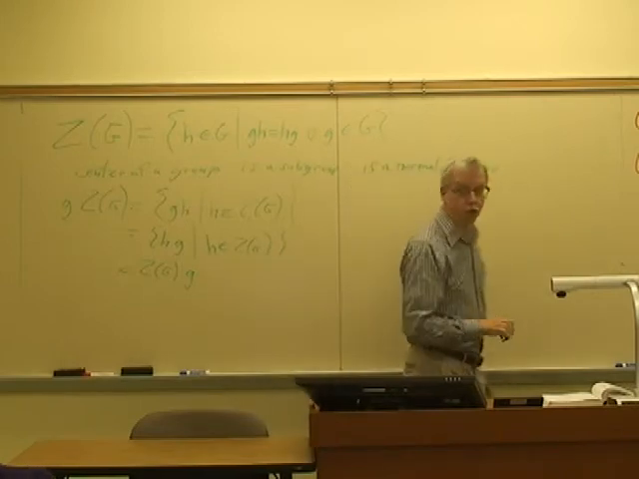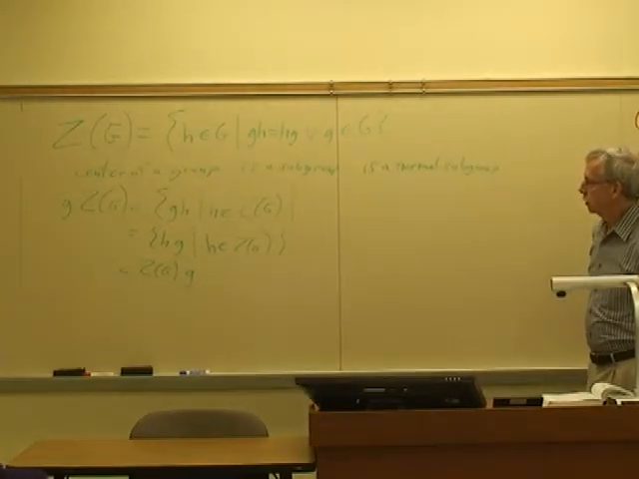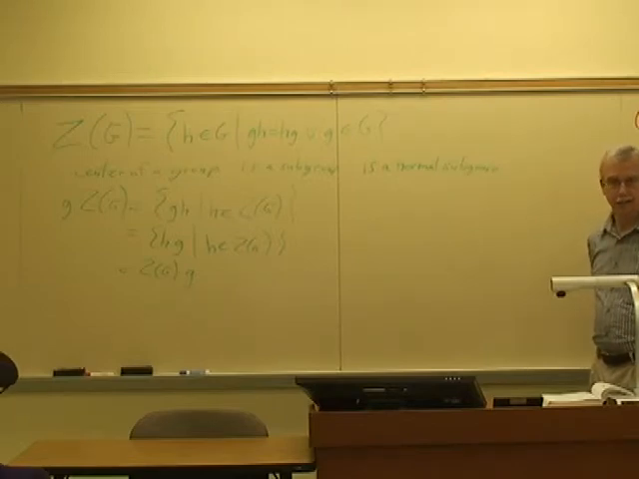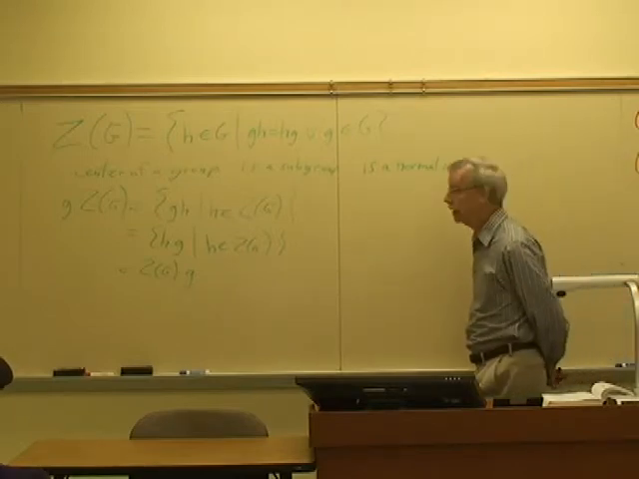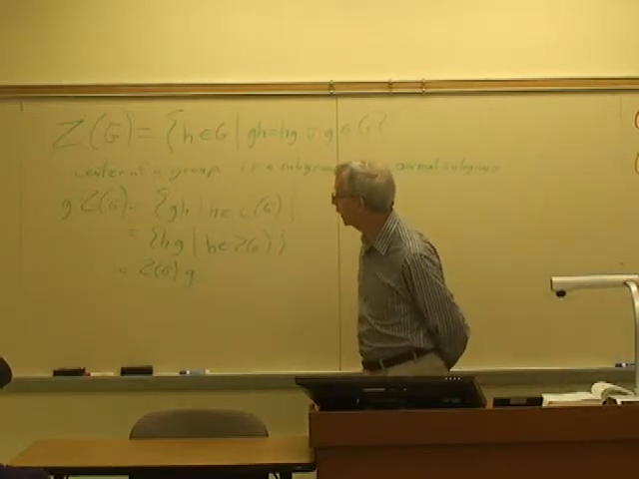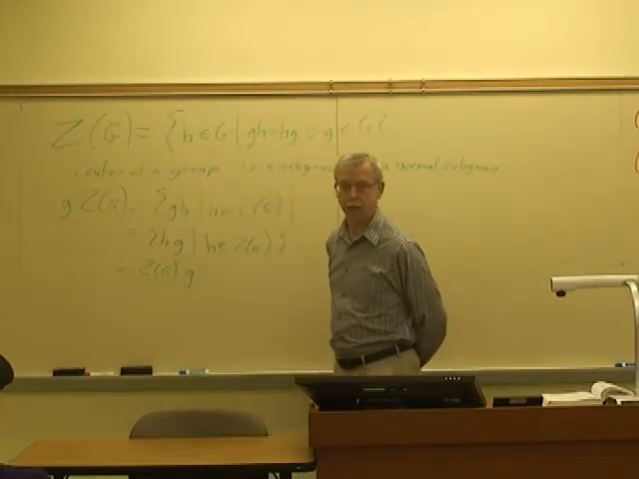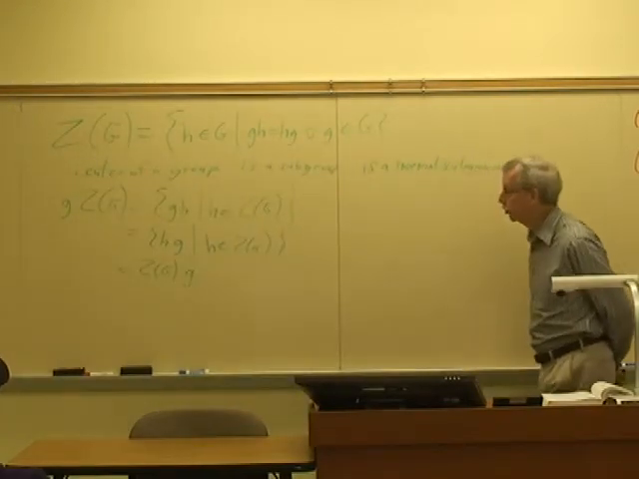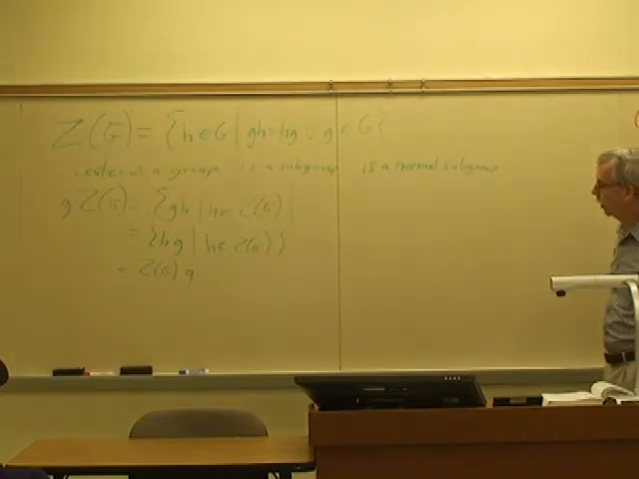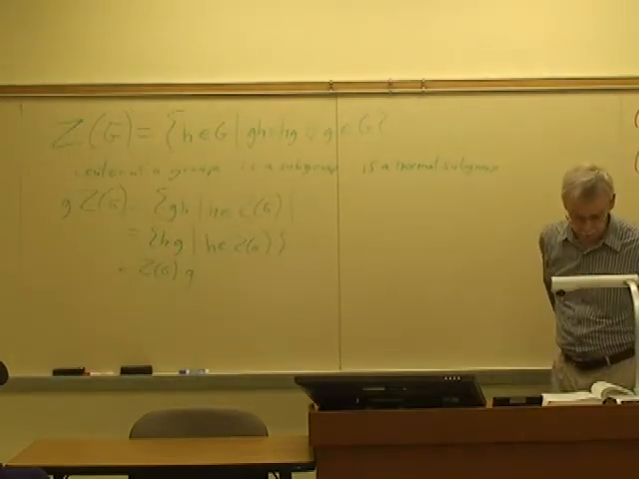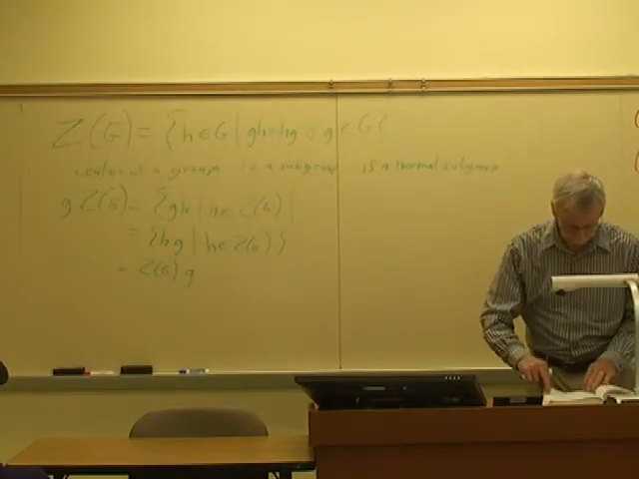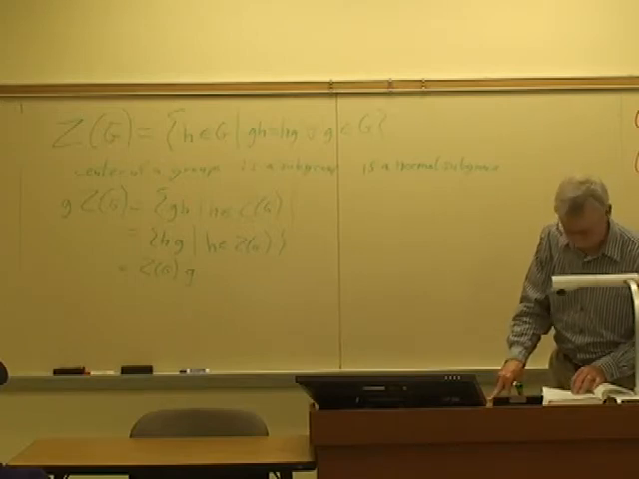And very often the center is just the identity if a group's not very abelian. If a group is abelian, then the center is the group, because everybody commutes with everybody in the abelian group. It's only interesting when they have a smaller center. And that's theorem two: if G is abelian, every subgroup is normal.